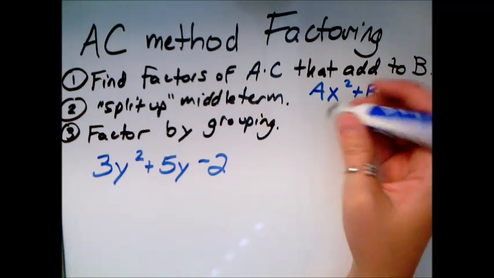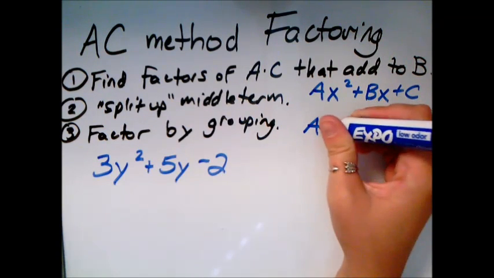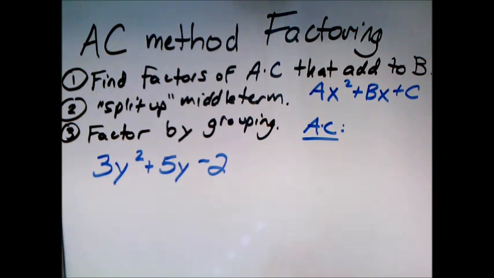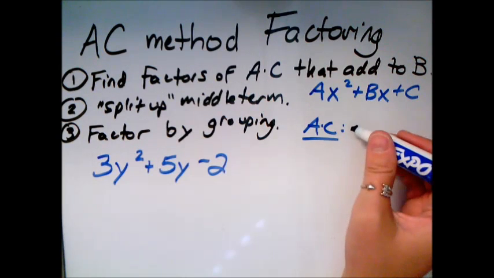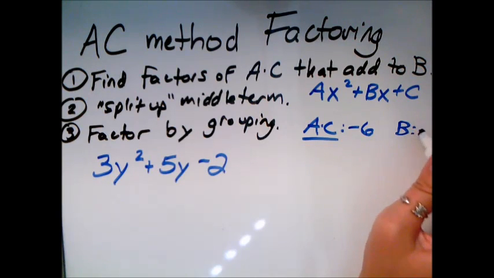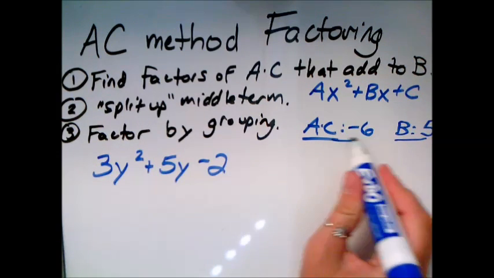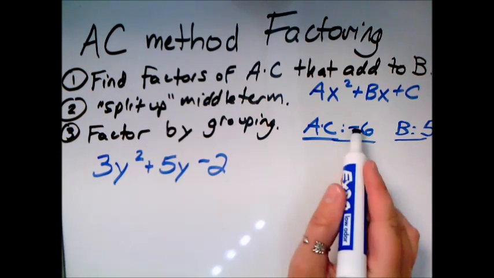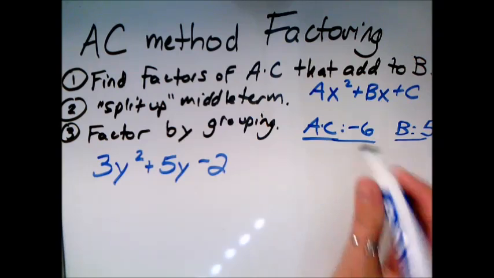So that's something I'll do off on the side. I'll just jot over on a piece of scrap paper or off on the edge of my paper, what is a times c? Well, in this problem, a times c is -6, 3 times -2. And I like to write down b also. b is 5. So I know what my goal is. So I'm trying to find two factors, two things that multiply to -6 that add to 5.